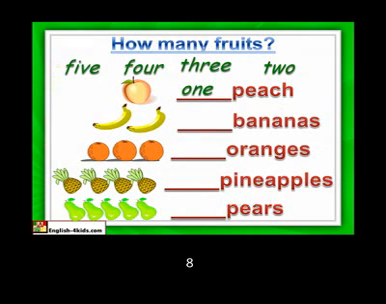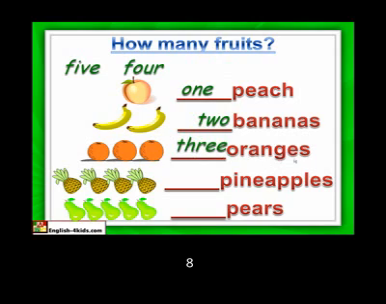Now, how many fruits? We've got 5, 4, 3, 2. Number 1, we've got 1 peach. A peach. So how many bananas are there? 2 bananas. And how many oranges are there? 3 oranges.